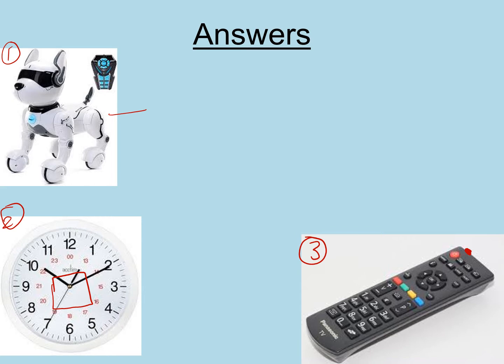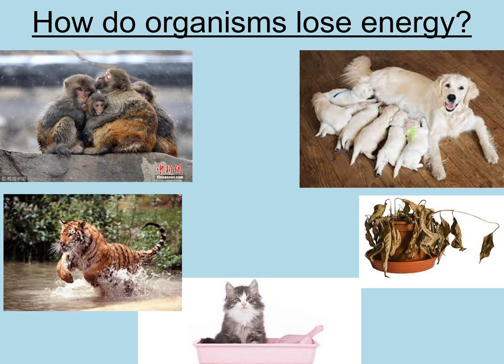So what's this got to do with our lesson? What's going to use energy and what's not going to use energy? Well, we've got to think about living things as well and how they use energy and how they lose energy. So again, what I want you to do is maybe have a think, write some bullet points or talk to someone about how you think organisms lose energy using the pictures that I've shown you here. So pause the video, have a think about each picture and then we'll talk through the answers.